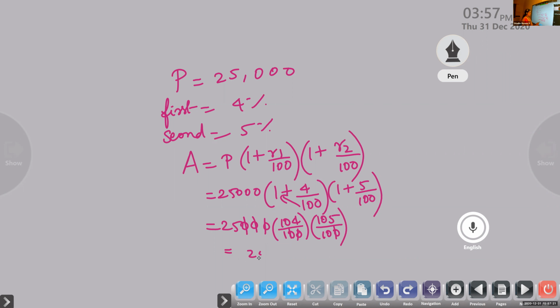So it is 25 into 104 into 105 by 10. If you cancel, this is 5, this is 2, and this is 5. And if you cancel by 2, this is 52. So 5 into 52 into 105.